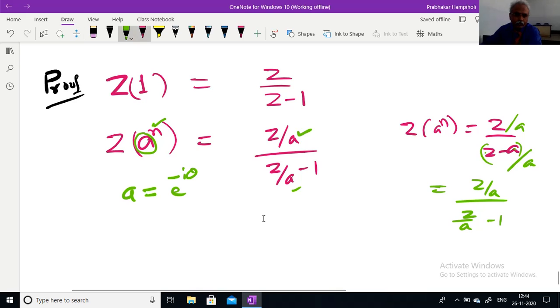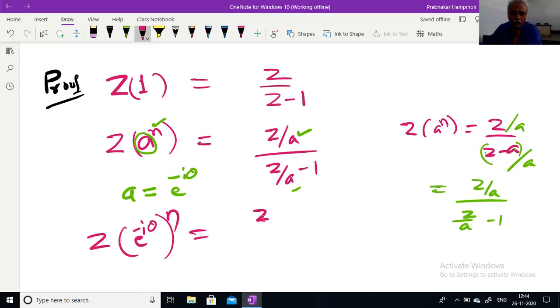So let us do that. Z transformation of A raised to n, which is already we have got this structure. Instead of A, you have to substitute. This is our A, so you substitute here. What we are going to end up with is e raised to minus i theta. So put A equal to e raised to minus i theta.